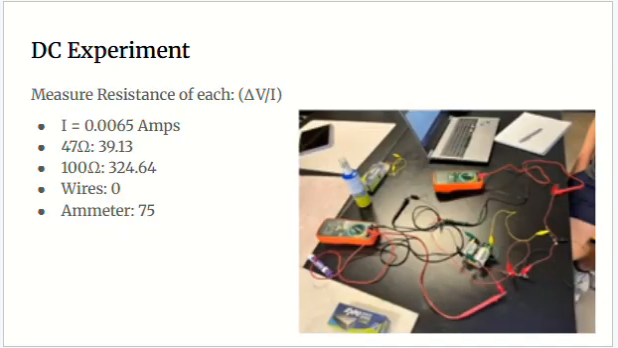very thing. And then here's the picture of what we did in lab, and then the measured resistances of each using Ohm's law, R equals delta V over I, using I equals 0.0065 amps. For the 47 ohm, you had 39.13. The 100 ohm resistor, you had 324.64. The wires were 0, and then the ammeter was 75, and we'll get into this in a little bit.